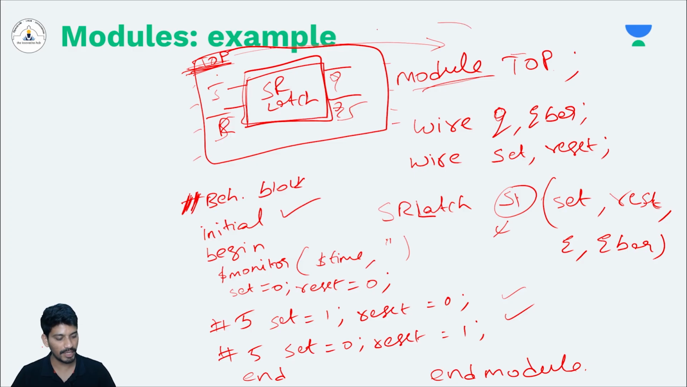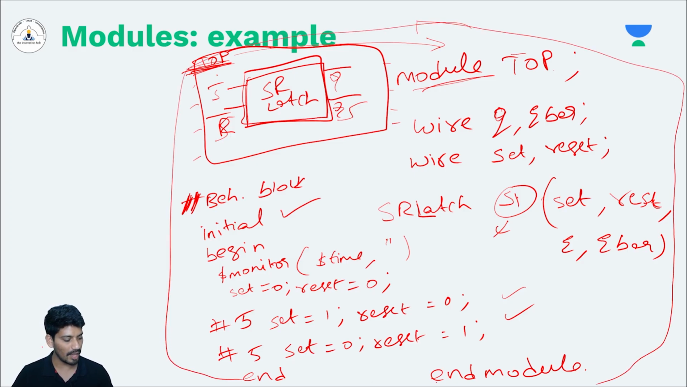So this is the complete test bench for this SR latch. Notice here I have not used any tasks and functions, but still it is a complete module. So the 5 components are just needed but not essential. Okay, they are optional. So this is about module.